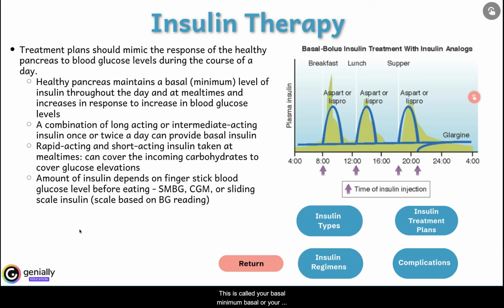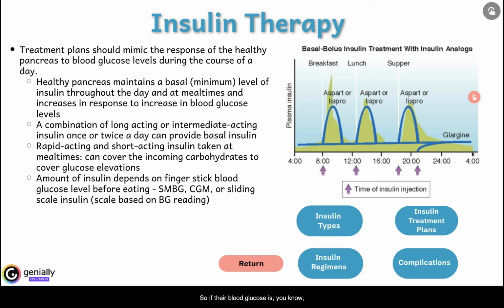This is called your basal, or your minimum level of insulin throughout the day and at meal times. A combination of long acting or intermediate acting insulin can be used to provide that basal insulin. If you notice on that line, you have peaks when you have a big breakfast, big lunch, or big dinner, and lows when you're not eating anything. So you want the insulin therapy to mimic this at least very close to the way an average healthy adult does. The amount of insulin the patient takes depends on their blood glucose reading.